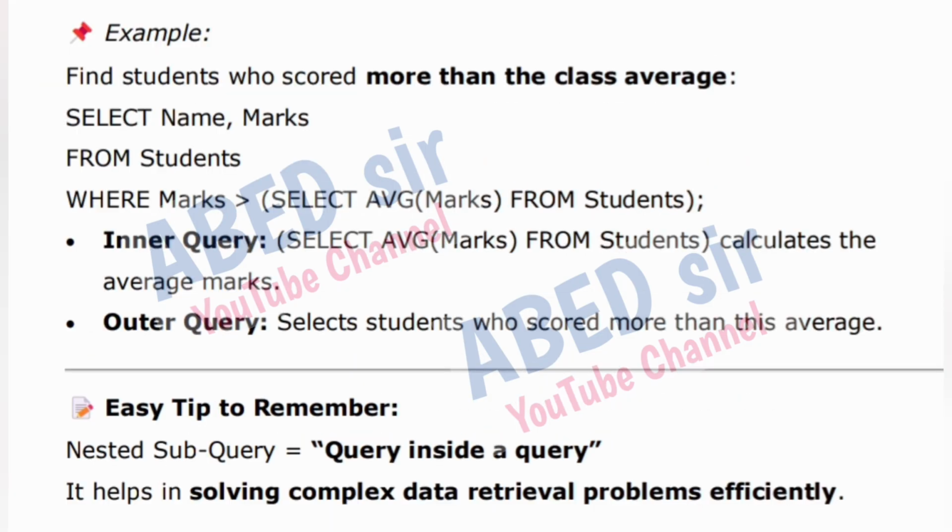Find students who scored more than the class average. Select name, marks from students where marks > (select average marks from students). The inner query, select average marks from students, calculates the average marks. The outer query selects students who scored more than this average.